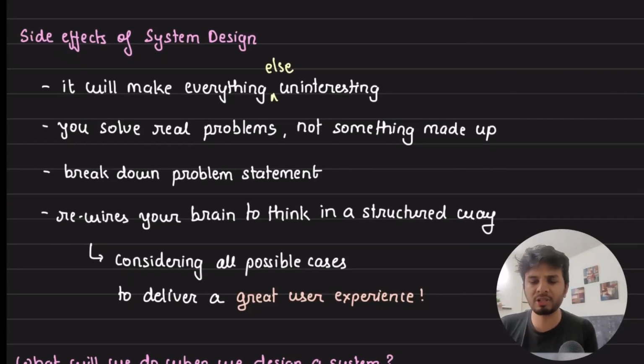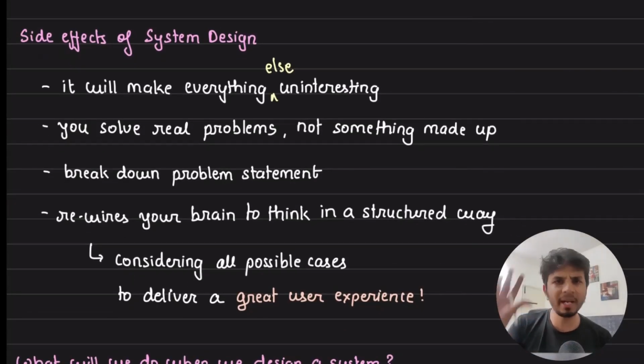Like, you solve real problems, not something made up. Typically with data structures and algorithms, you find some made up situations, although they are still used. I'm not saying that data structures and algorithms are not important. They're still in use. But with system design, you are actually using that product. So it's much more relatable, right?